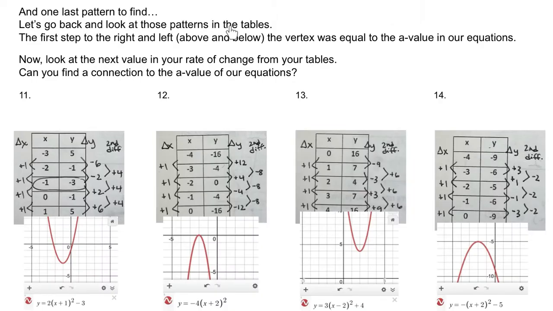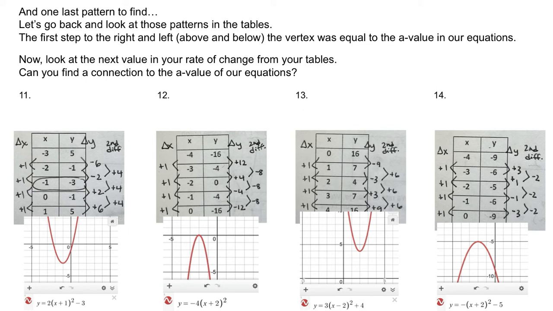Let's go back and look at those tables and patterns. I put all 4 of our graphs on one page so you didn't have to flip between the 2 pages. I also added graphs to go with the equations, just so we can see the different representations, because I think that will help us. And so it says the first step is to look at the right and left. When I'm talking about right and left, I'm kind of visualizing the graph, and to the right and to the left of the vertex.